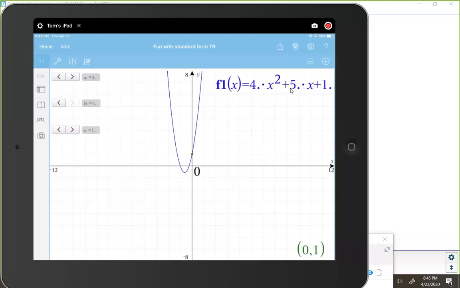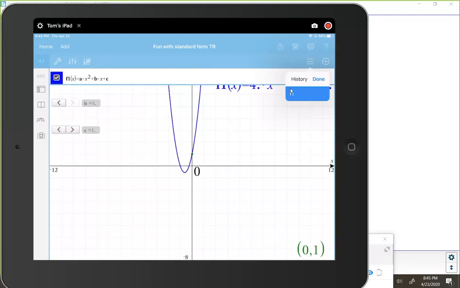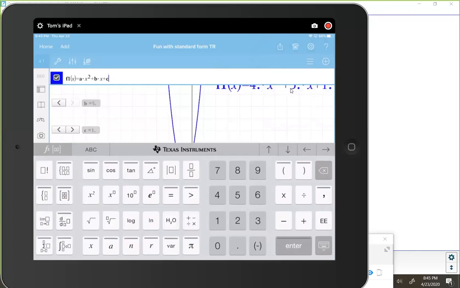So I've got this function here, and notice how I created it. I typed it in as ax squared plus bx plus c, the general form, not numbers anymore. And so what is my f2 going to be? Hopefully you can anticipate it. It's going to be the opposite of a, x squared plus bx plus c. So let me do that. There it is. I'll turn that one on.